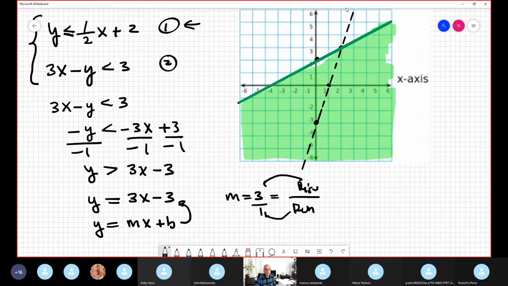Now it's greater than. Since greater than is you shade the part above the line. And the part above the line, I'm using another color, for example, yellow. Above the line is this.